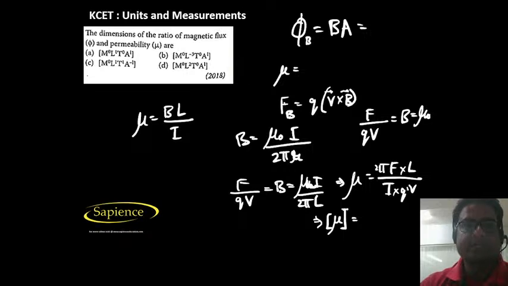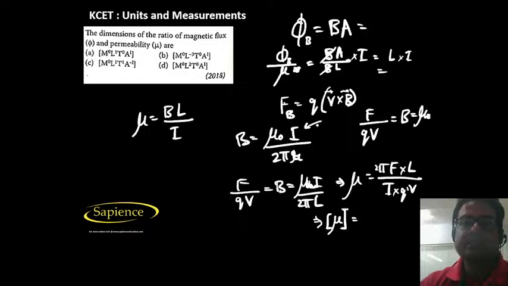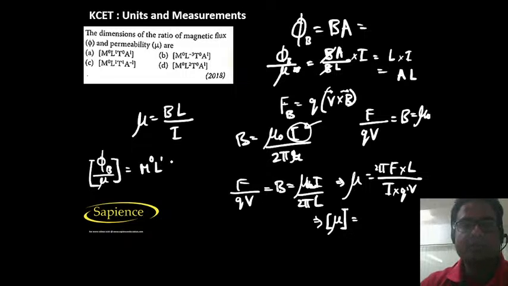So the ratio of magnetic flux and permeability will be B into A by B L by I. B and B cancel out, and that will be A I by L. A is the area, which is length square, so length square by length will be length, into I. L into I, where I is the electric current, so it will be A into L. Therefore, the dimensional formula of this ratio phi B by mu will be M power 0 L power 1 T power 0 into A power 1. So which is option A? Option A is the correct answer.